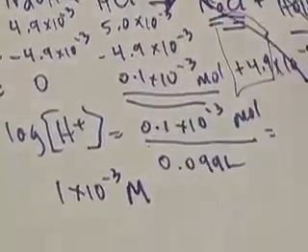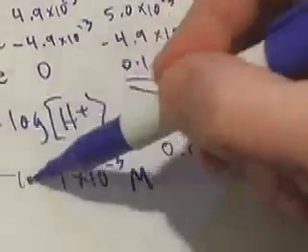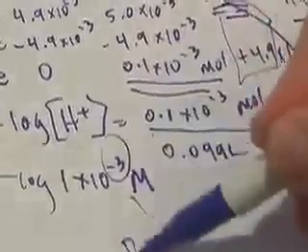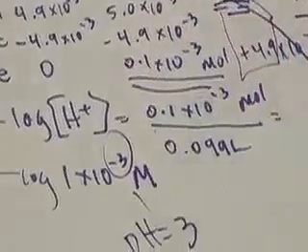for my concentration of H plus. And of course, if you take the negative log of that, which you can probably do in your head, you know that your pH is going to end up being 3.